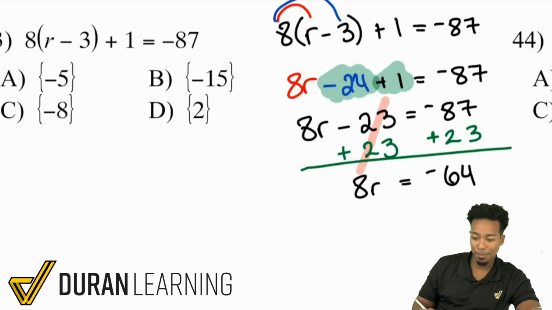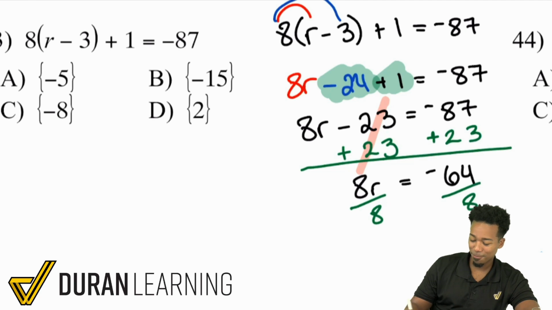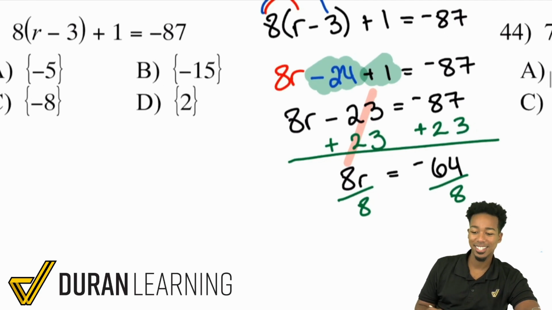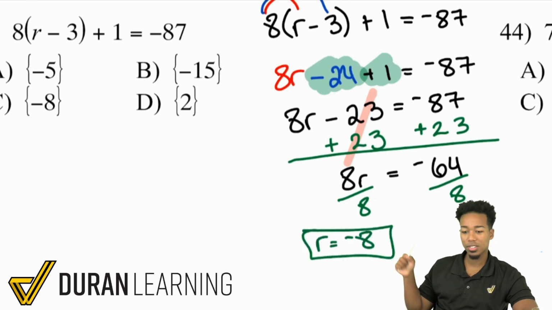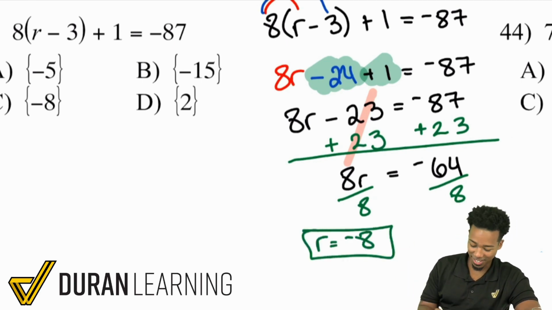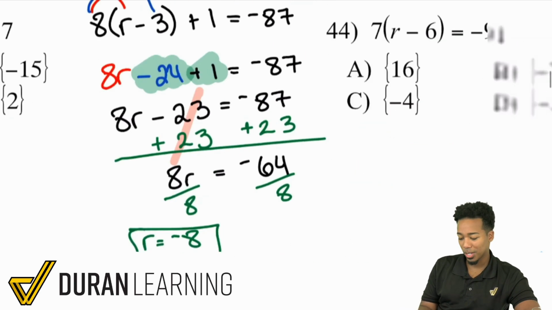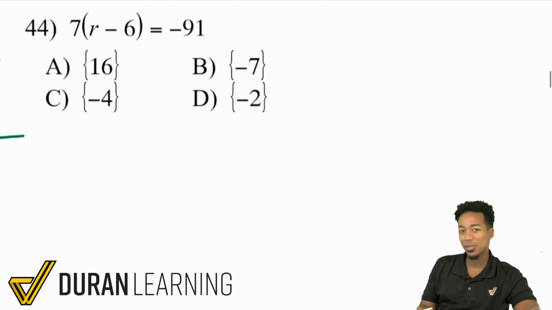And so my last step here, my party people, is this. We'll go ahead now and divide both sides by 8, and we are set. So negative 64 divided by 8, that's going to be negative 8. And there's our answer right there, negative 8. So let's keep it going here. We got more to do, more to have fun with.